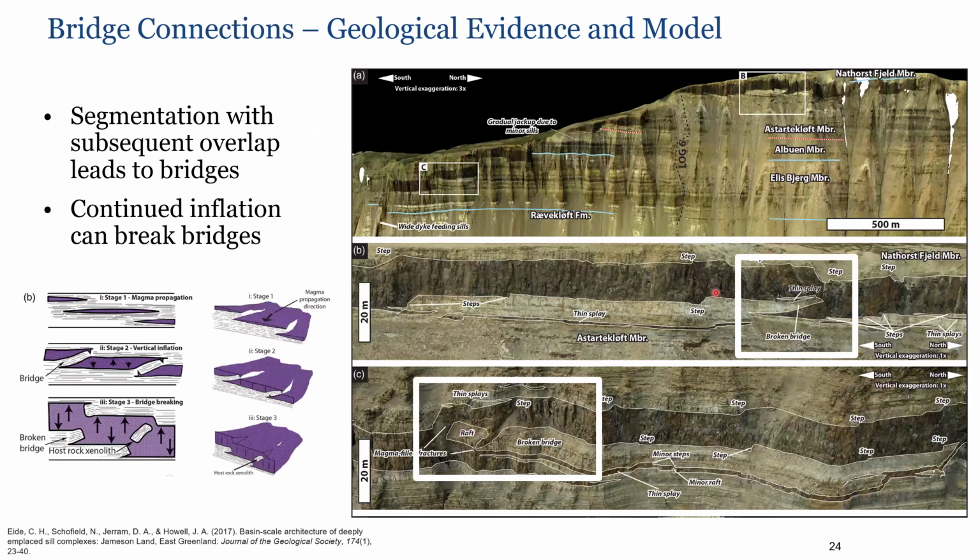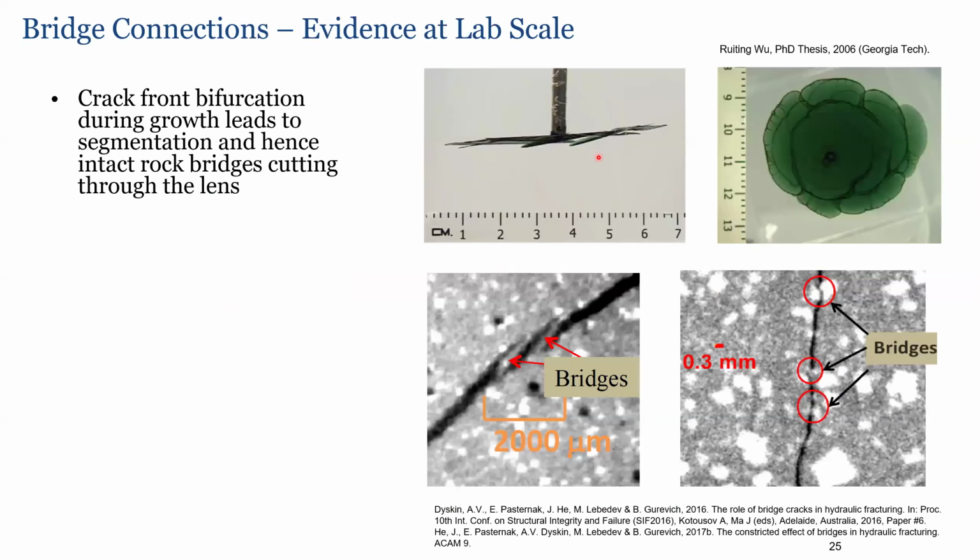We see these also across lab scale. These are from Ruting Wu's PhD dissertation, working with Leonid Germanovich. This is a segmented fracture that has petals, segments, and bridges. In plan view, it looks circular, but if you look at it from the side, there are these bridges that keep it connected, and we see them across all scales.